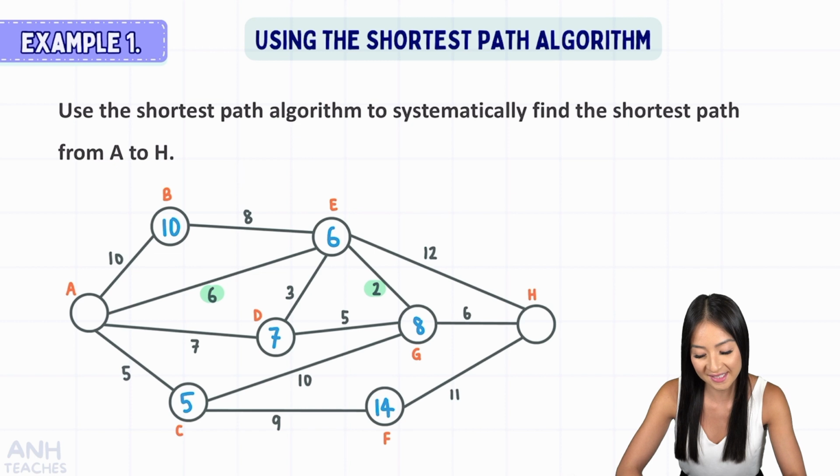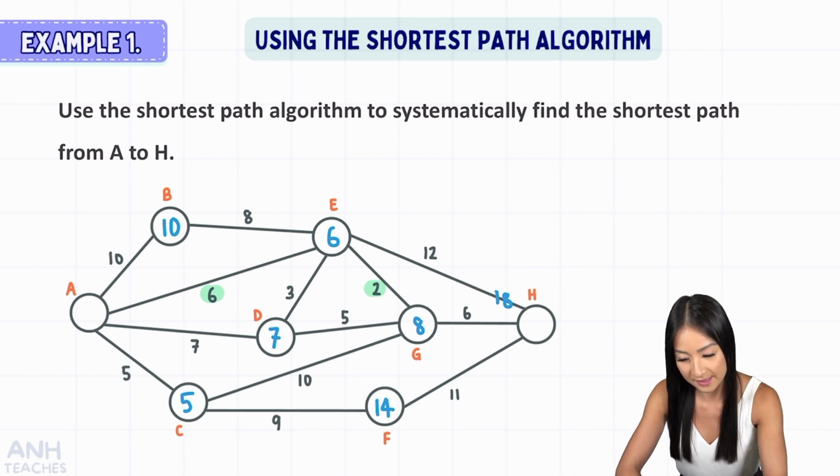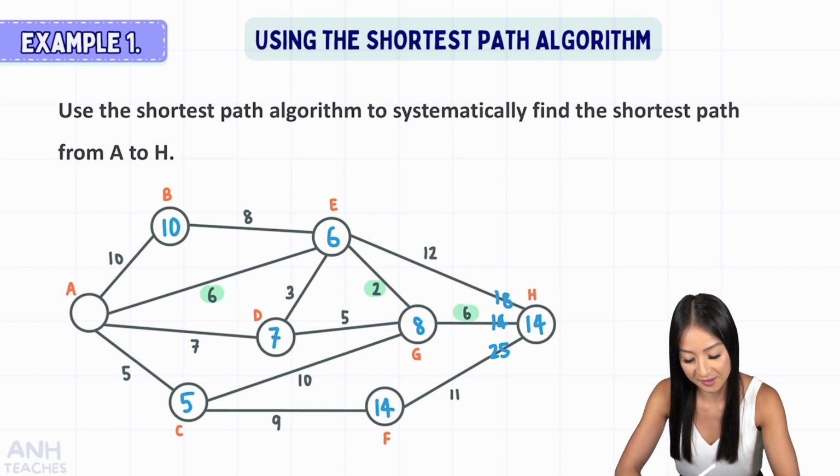Now, for vertex H, I've got these 3 options that lead into H. 6 plus 12 is 18. 8 plus 6 is 14. And 14 plus 11 is 25. So out of those 3 options, my minimum is 14, and this is the edge that I used.